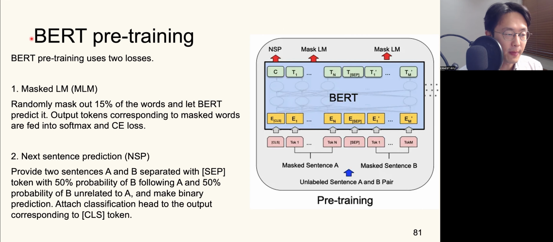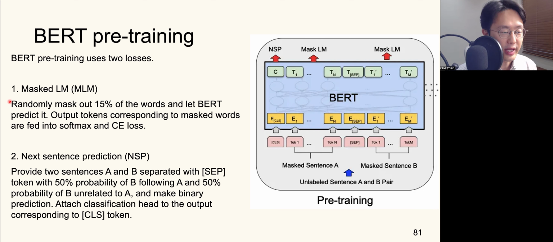Okay, so now that we've talked about all the necessary components of the transformer architecture, let's talk about how the BERT pre-training is done. The BERT pre-training is also an instance of self-supervised learning, and it considers two losses, two pretext tasks. One is the masked language model, the MLM loss. What it does is you randomly mask out 15% of the words, and you let BERT predict them.